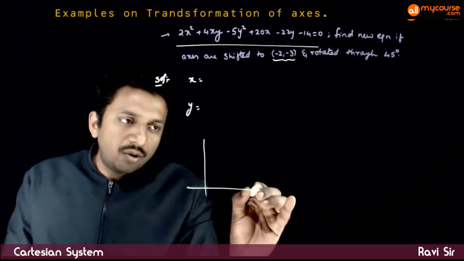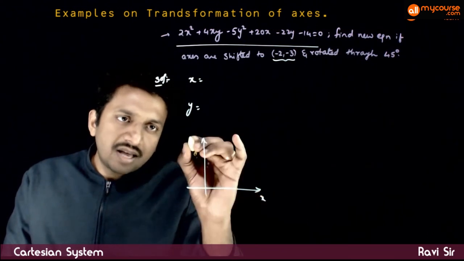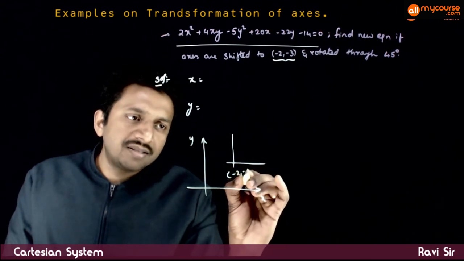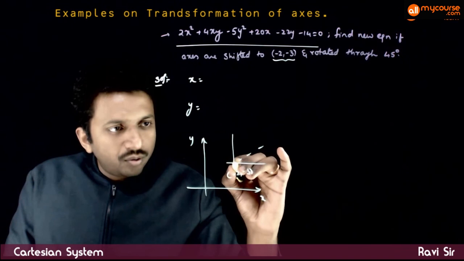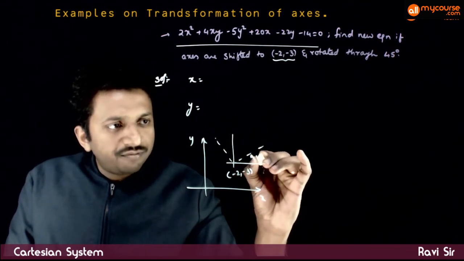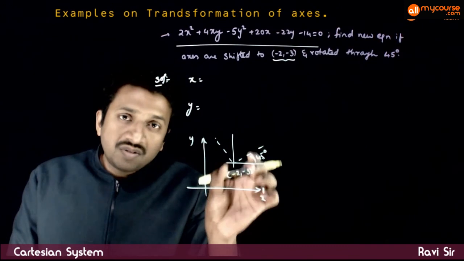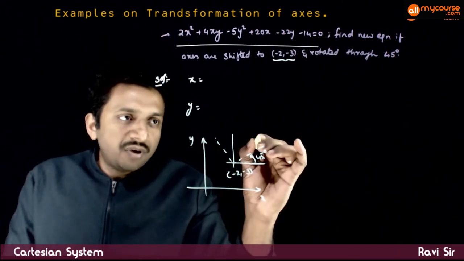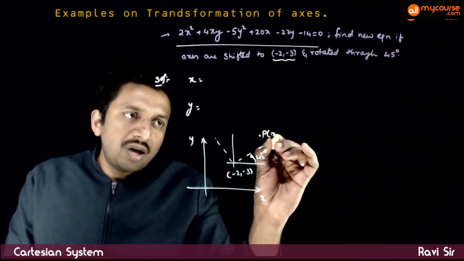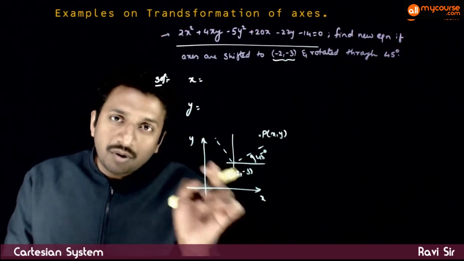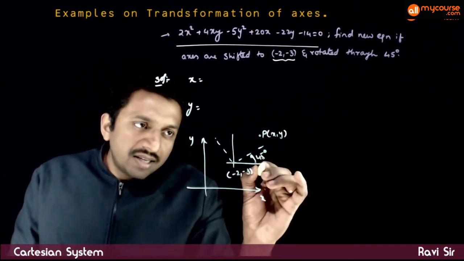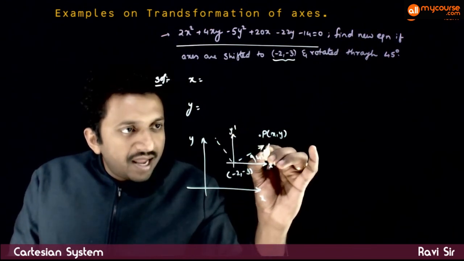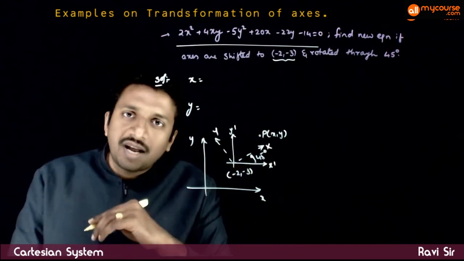So you have an original coordinate axis, small x and small y. The axes are shifted to minus 2, minus 3, and then rotated through an angle of 45 degrees. Now, to see what the final coordinates are, you can go in 2 steps. So first, if you have a point small x, small y, let us say that the intermediate axes are x dash and y dash, and the final axes are capital X and capital Y.